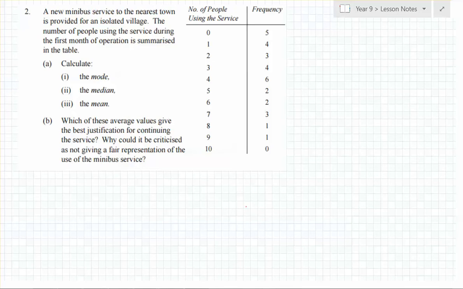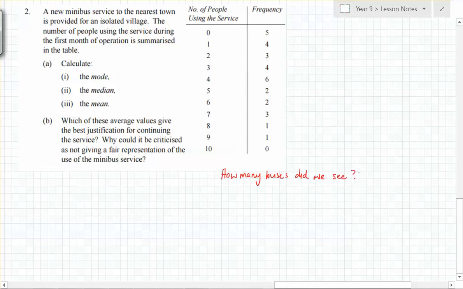So how many buses did we watch? This is a big part of the interpretation. How many? You think 9? Why 9? Now that's a big jump. Do you count all the people? Yeah, because remember there were 5 buses with nobody on, 4 buses with 1 person on, and so on. So, how many buses in total?